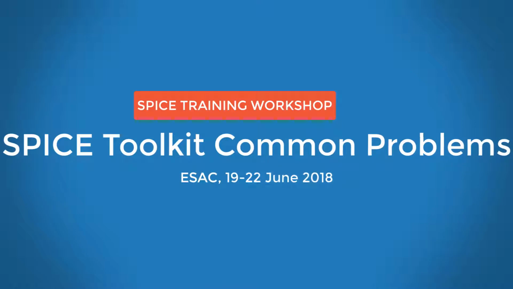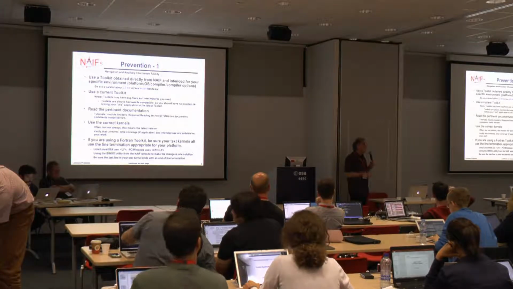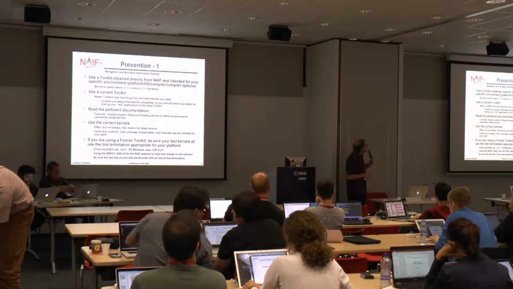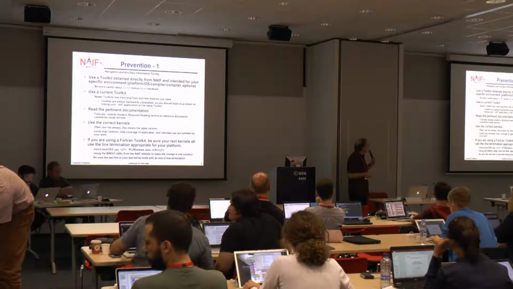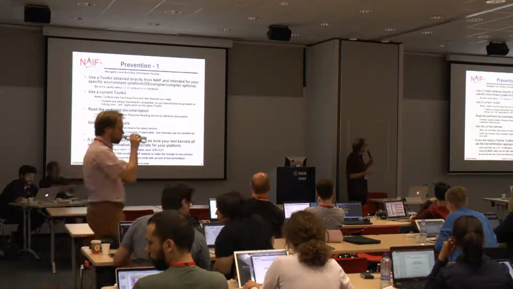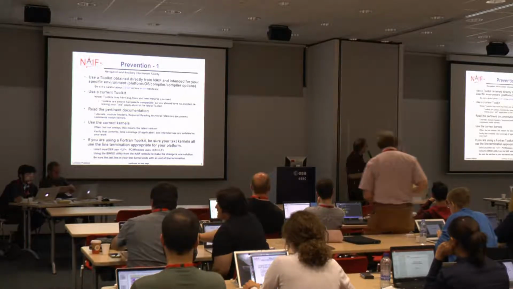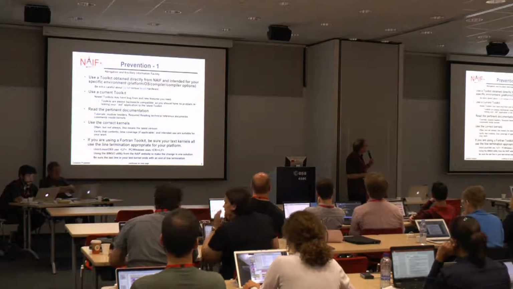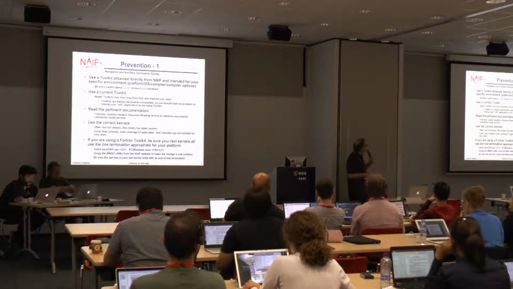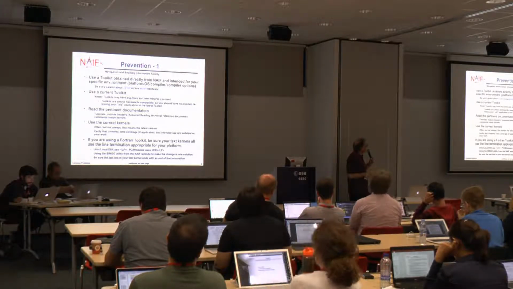Problems? Well, prevention is first. We recommend that you use a toolkit obtained directly from NAIF and intended for your specific environment, platform, OS, compiler, and compiler options. Be careful about 32-bit versus 64-bit hardware. Use a current toolkit. Newer toolkits may have bug fixes and new features that you need. Toolkits are always backward compatible, so you have no problem linking your old applications to the latest toolkit.